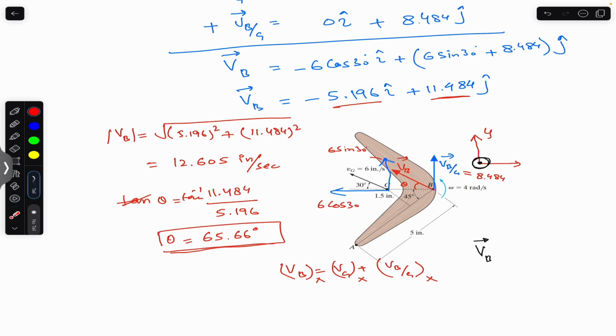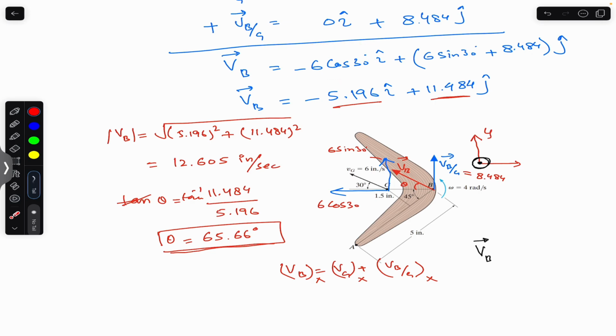To find the x component of VB, we will add up this, which is in the negative x direction. This is our positive x. So here we will have minus 6 cos of 30 and plus 0, since this is in the vertical direction. So this means that the x component of VB is the cos component of this VG, which we got here, right? This is minus 6 cos of 30.